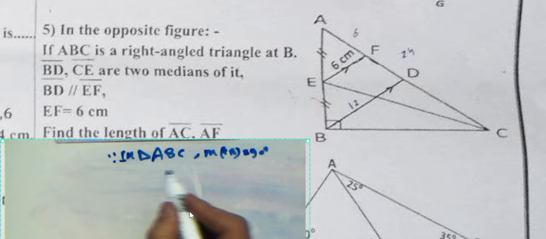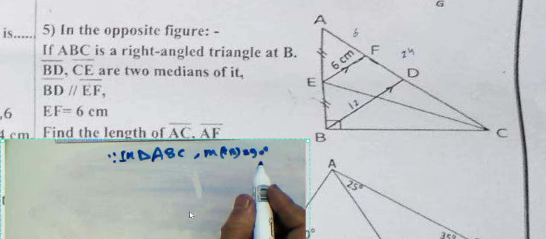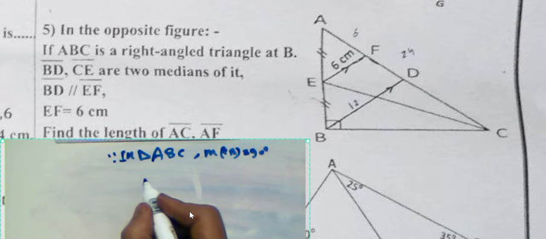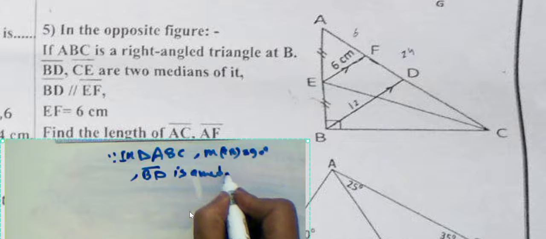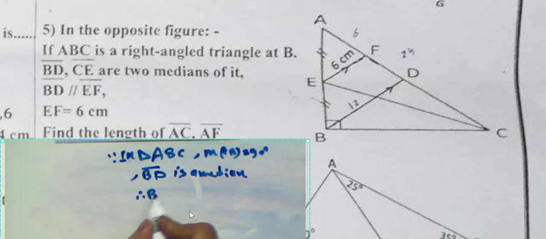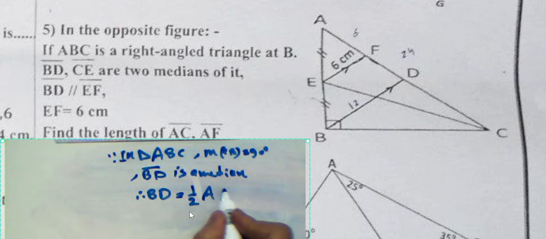Okay. Write with me the steps here. First, I'll write here down. In this triangle ABC, the measure of angle B equals 90 degrees, and also BD is a median, then the length of BD is half of AC. This is relation number 1.